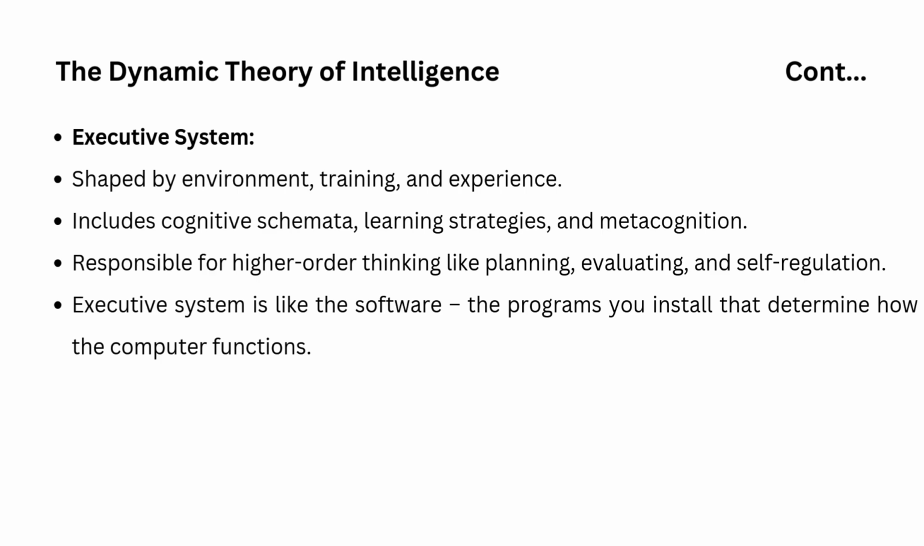This system can be compared to the software of a computer, which can be updated and improved over time based on what you learn and how you apply that knowledge. The executive system includes things like cognitive schemas. These are patterns of thought that help you organize information. It also involves your metacognitive skills, which means being aware of how you're learning and thinking.